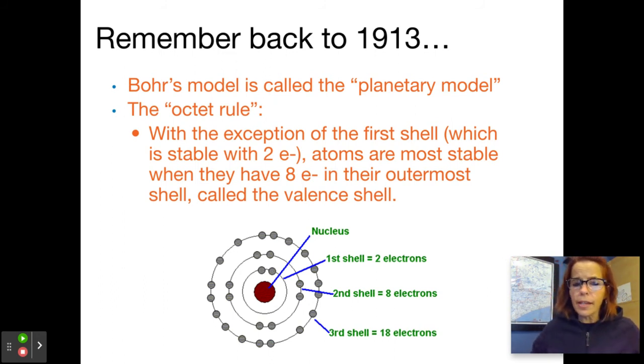The octet rule says, with the exception of the first shell, so take a look at the first shell here, it has 2 electrons in it. So it says, with the exception of the first shell, which is stable with 2 electrons in it, atoms are most stable when they have 8 electrons in their outermost shell. And the outermost shell he called the valence shell.